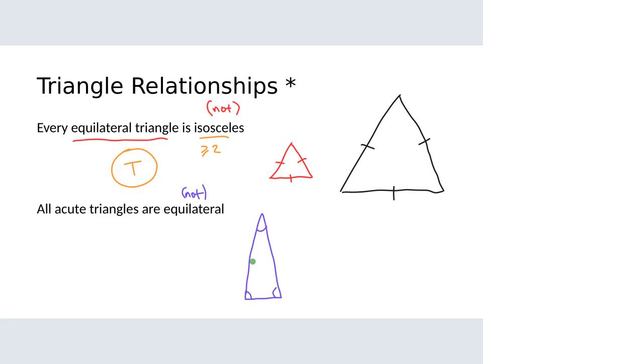These are less than 90. They're pretty close to 90, but they're less. There's an acute triangle. All the angles are less than 90. It's not equilateral. All three sides are not the same length. So here is my counterexample, and I can say that this is false.